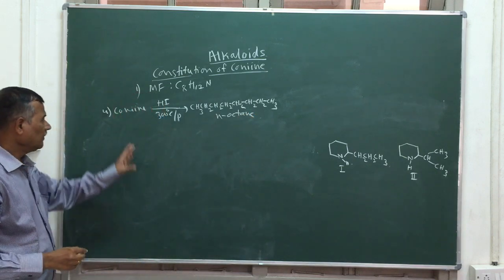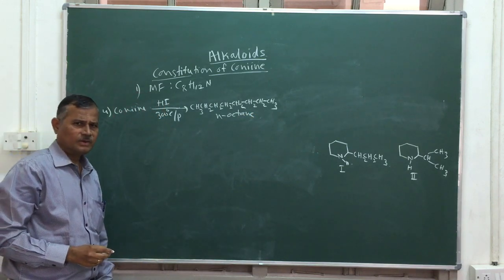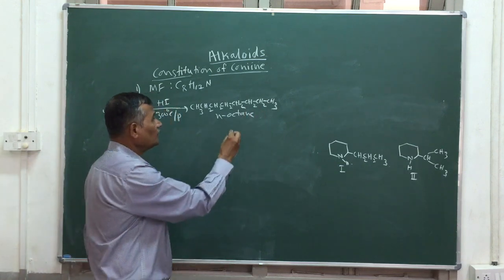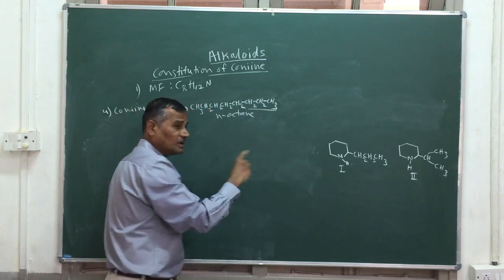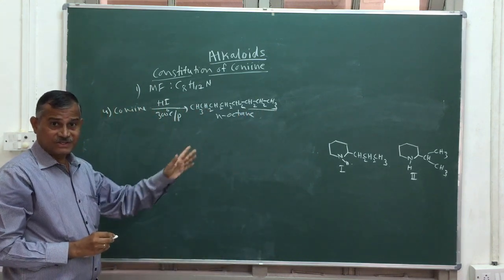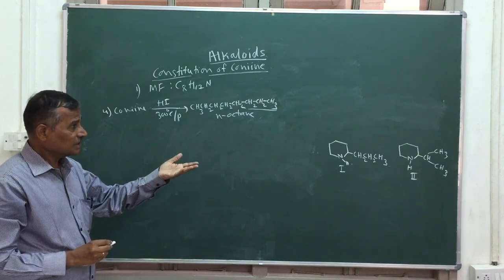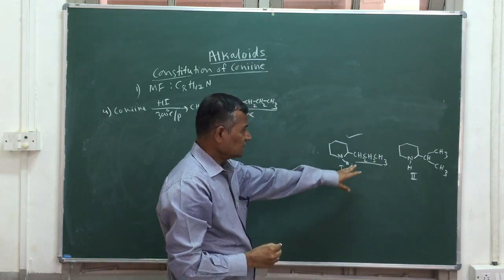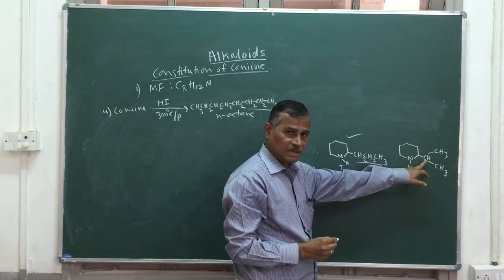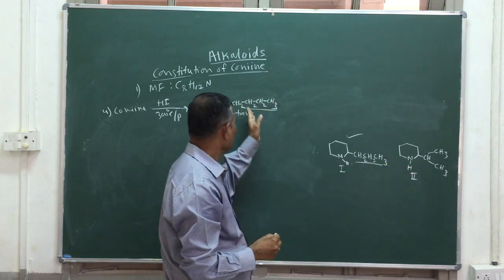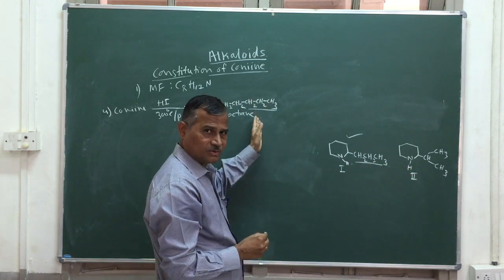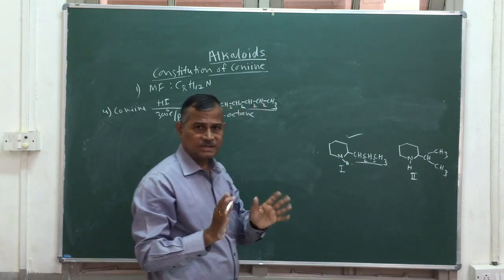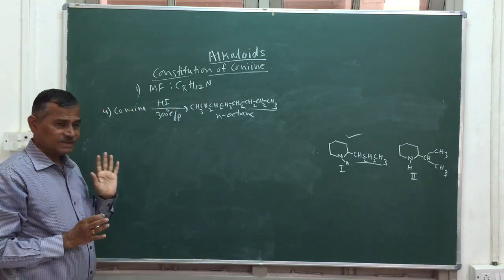So octane is obtained when coniine is heated with hydroiodic acid at 300 degrees Celsius under pressure. That means what you got here is a straight chain, with no branching. So definitely this structure is correct, because here you are getting a straight chain. Here the branching is there, so you could have got isooctane. But you are getting normal octane, which indicates that structure 1 is correct.